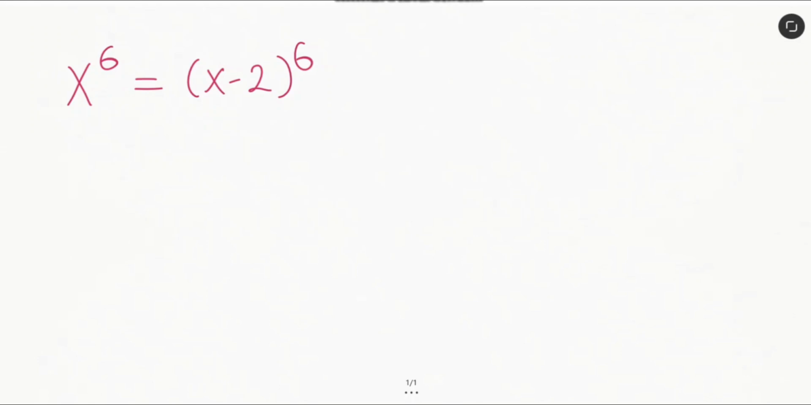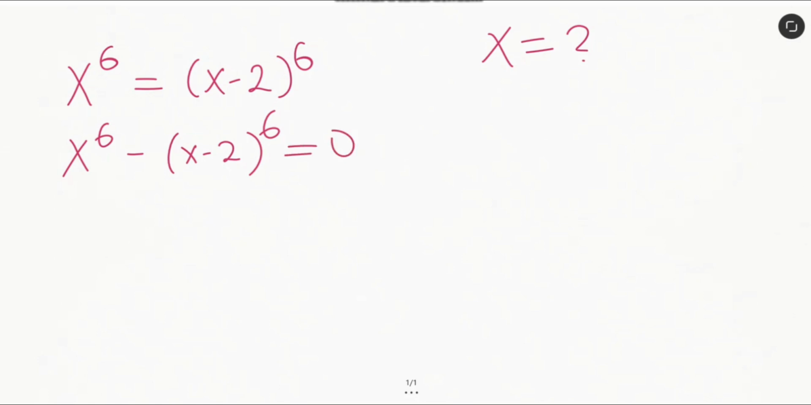We want to find the value of x, given that x to the power of 6 equals (x minus 2) to the power of 6. Let's take the right hand side to the left, so we have x to the power of 6 minus (x minus 2) to the power of 6. Then let's set everything equal to 0.